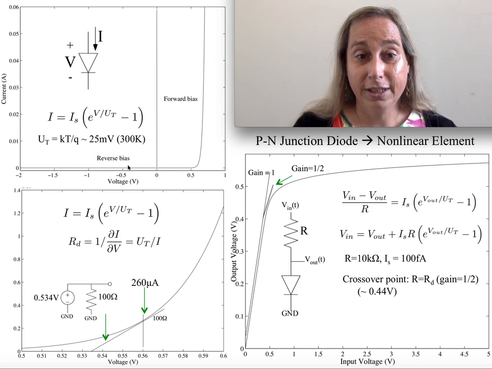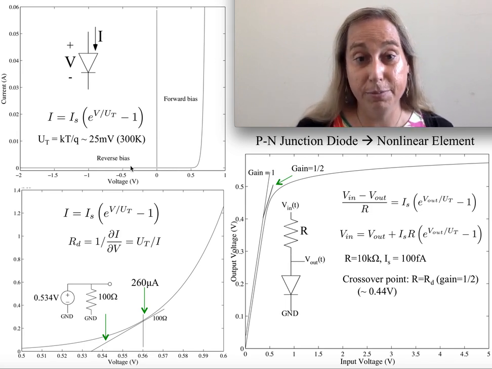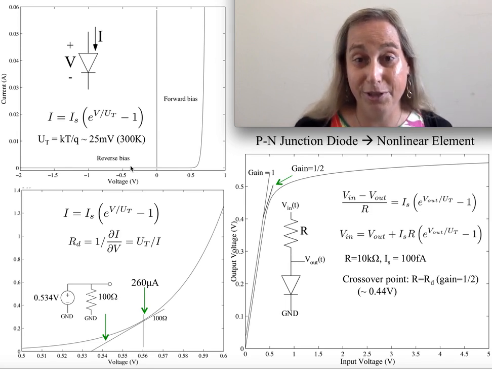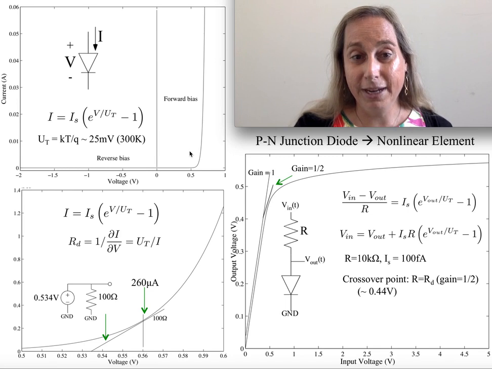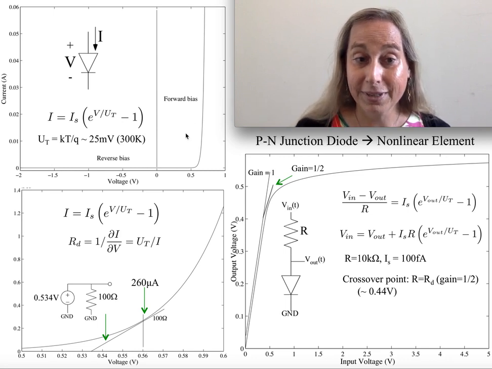A typical number in this structure might be less than a picoamp. It's usually pretty small for a lot of structures, but it depends on what's been built and what you're using. In forward bias, you get a very strong exponential, and as V gets a little bit bigger than U_T, the exponential is the biggest thing there. That's why you get this exponential response when it's all done.